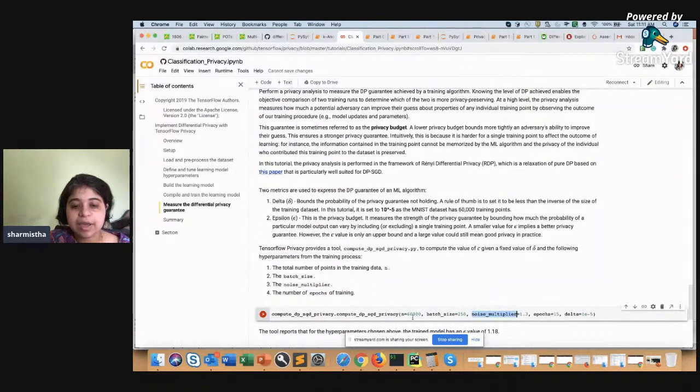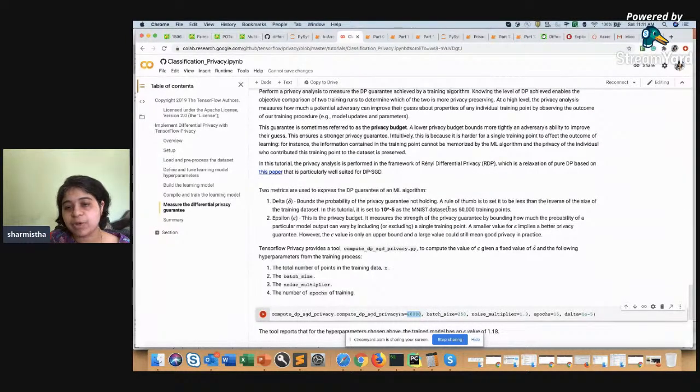The noise multiplier you can specify, and this N is based on the size of your data set. So we specify N. If you had 60,000 training samples, you specify 60,000. And then this delta is nothing but the inverse of the size of the training sample, as with 60,000 training points. So they have taken 10 to the power minus 5. 1 divided by 60,000 is about 10 to the power minus 5.